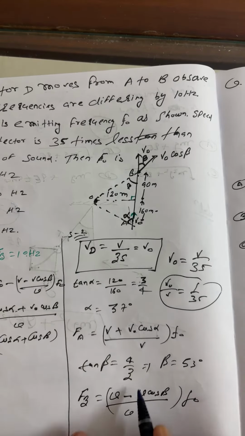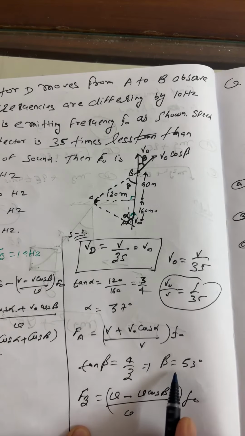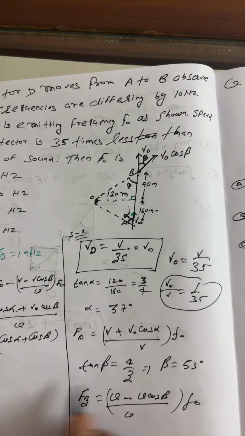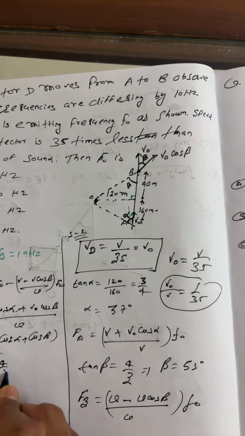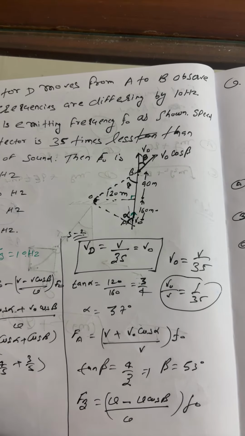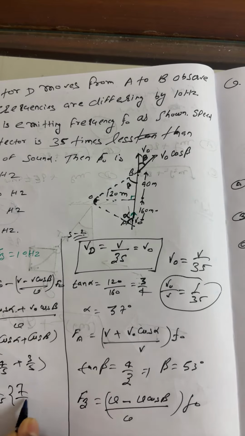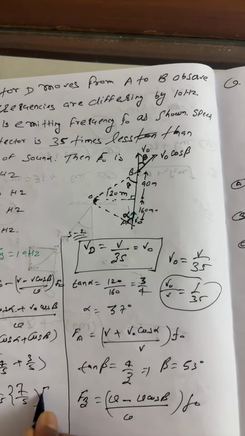Cos alpha plus cos beta, how much? Beta is 53 degrees, so cos beta is 3 by 5. Alpha is 37 degrees, so cos alpha is 4 by 5. Then the sum is 7 by 5. So the beat frequency equals 1 by 35 times 7 by 5, times F naught. Then finally you can just solve.